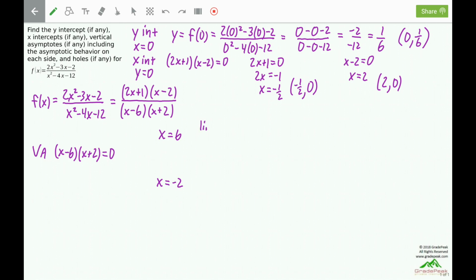Starting with the x equals 6, we will look at the left-sided limit of the fully factored canceled version of the function, and the right-sided limit as x approaches 6, again of the fully factored and canceled version of the function.